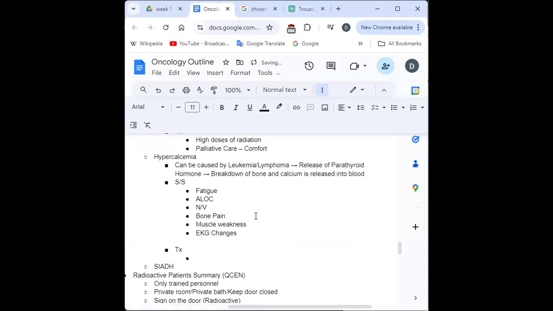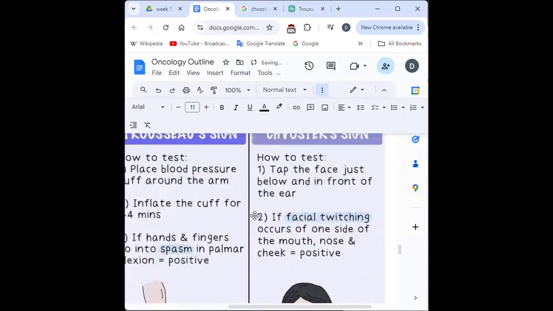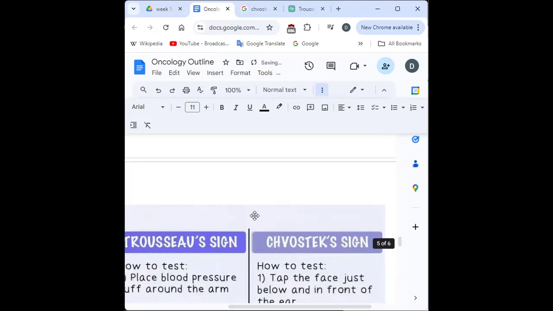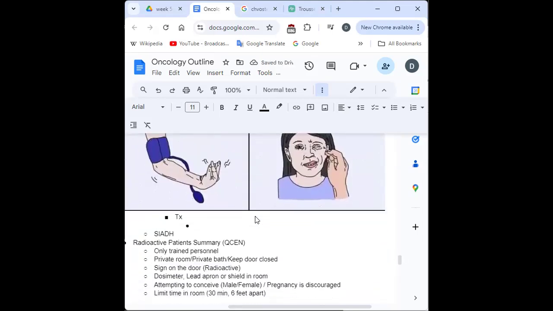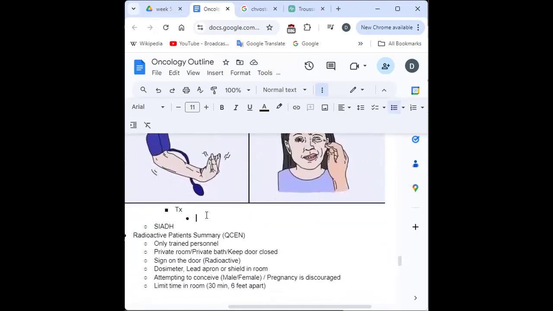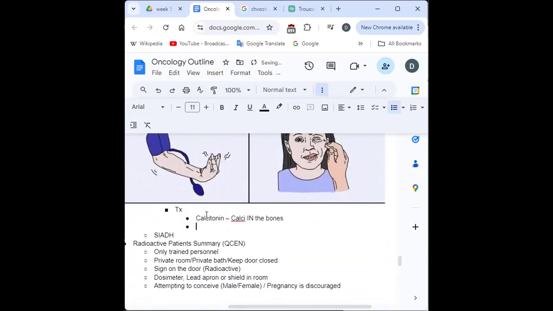And okay, for some treatments, you guys already mentioned calcitonin. That's a great one. The way I think of it is calcitonin, calcitone, calcium in the bones. So it puts that calcium back in the bones. In addition to that, what else could we do?